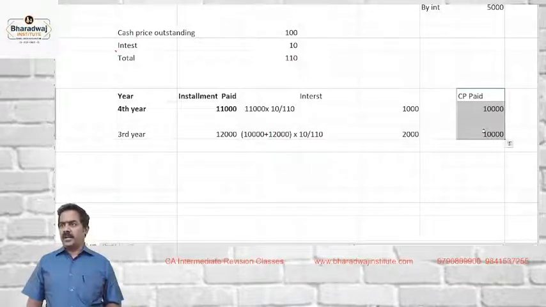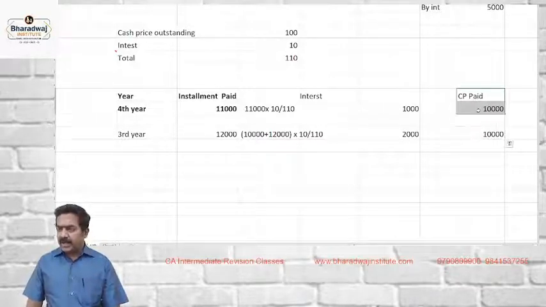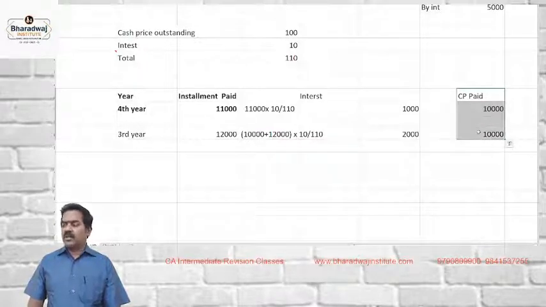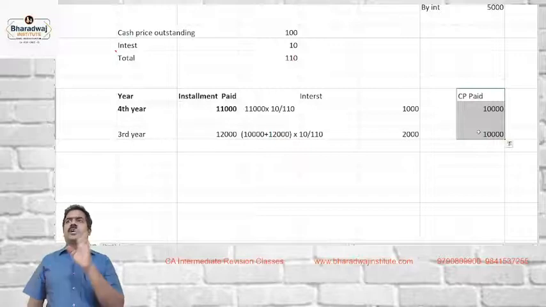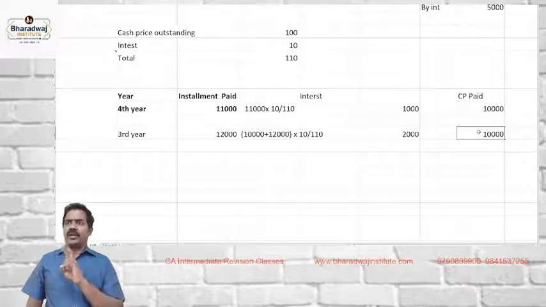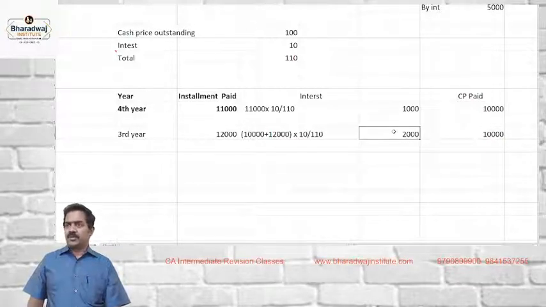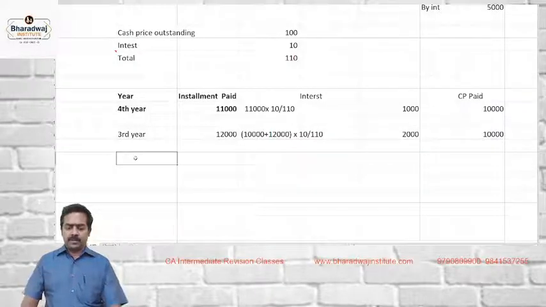20,000 would have been outstanding. And the 10,000 we paid in which year? Fourth year. This 10,000 we paid in third year end. So at the beginning of the third year, both the amounts would have been outstanding. 20,000 into 10%, how much? 2,000. 20,000 into 10%, 2,000.